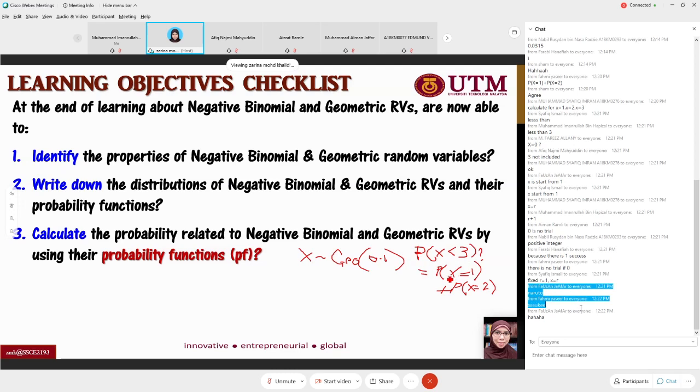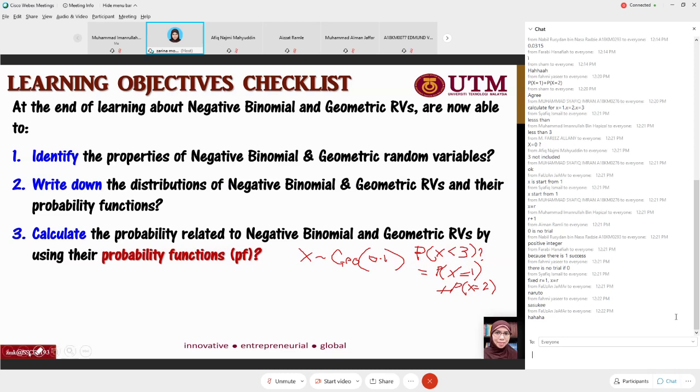Okay, so again, you always have to rephrase your question into the probability of x equal to a particular value. You make use of the probability function. You don't use the cumulative distribution function directly because you don't have the table given to you.